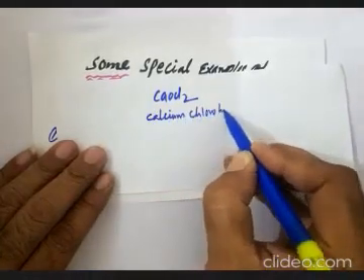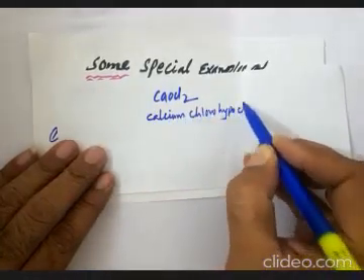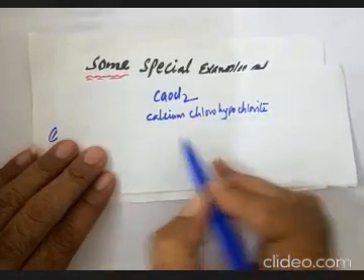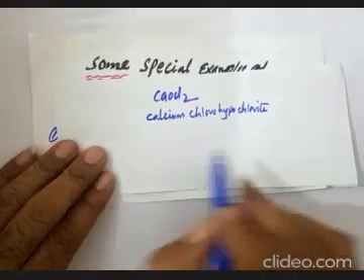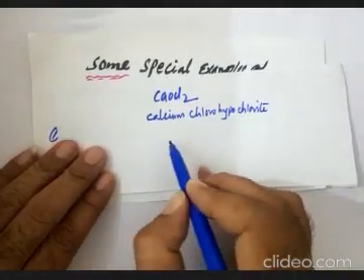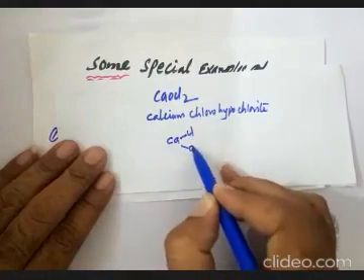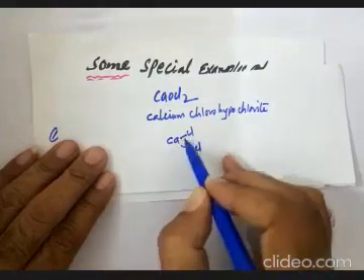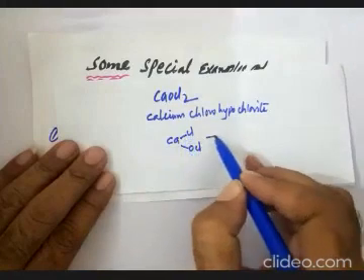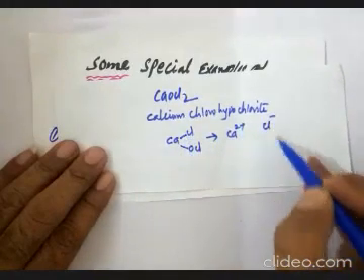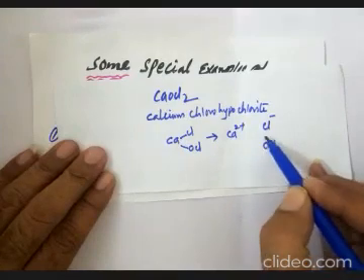calcium chlorohypochlorite, and usually called as chloride of lime also. And its structural information: Ca bond Cl OCl. You can split like this: Ca plus 2, Cl minus, OCl minus.